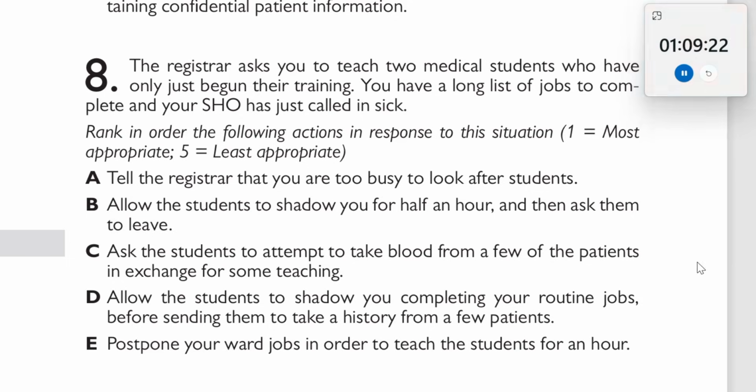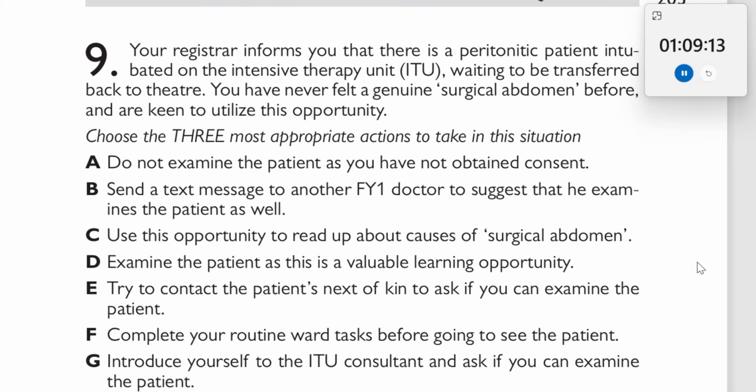Okay, the next one. Your registrar informs you that there is a peritonitic patient intubated on the intensive therapy unit, waiting to be transferred back to theatre. You have never felt a genuine surgical abdomen before and are keen to utilize this opportunity. So read the options.